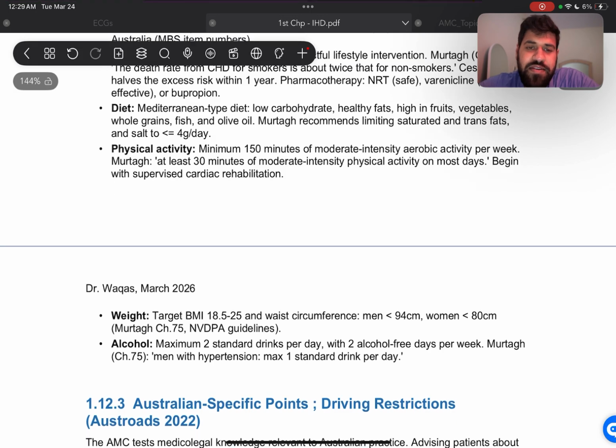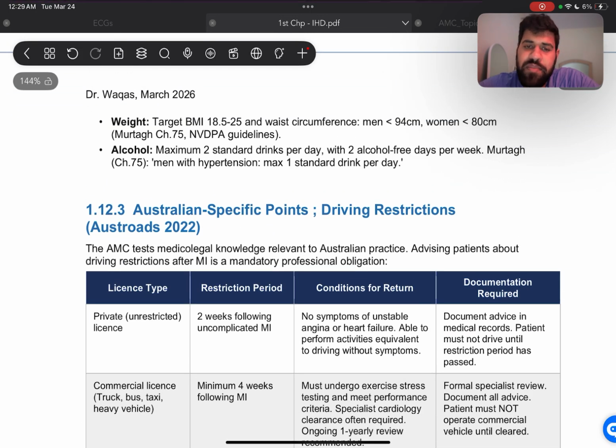smoking cessation, diet, physical activity, weight, target BMI is supposed to be 18.5 to 25. So they could give you the weight and the height and ask you to calculate the BMI. So you should remember that. Alcohol intake, so 2 standard drinks per day with 2 alcohol-free days per week. Men with hypertension should be maximum 1 standard drink per day.